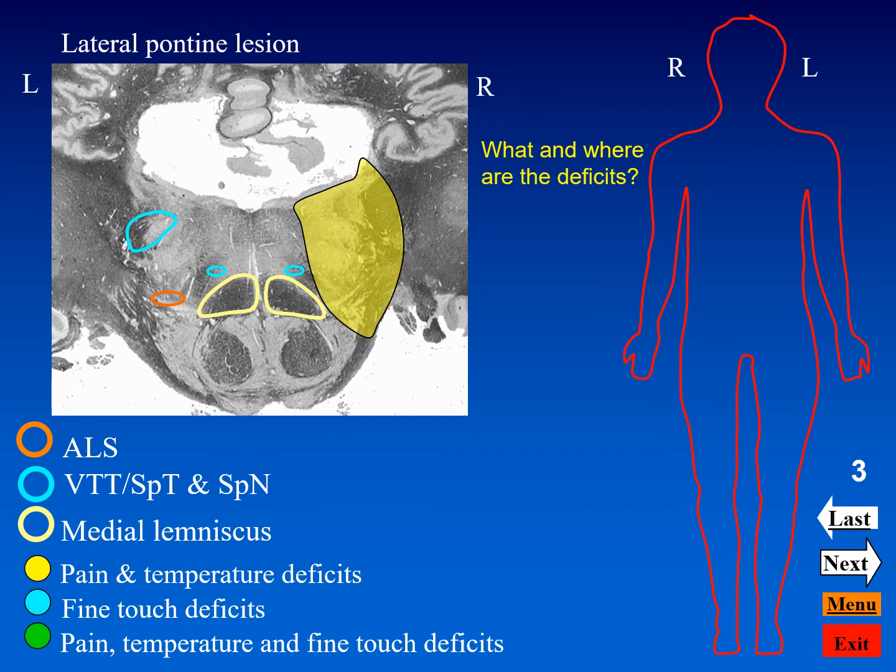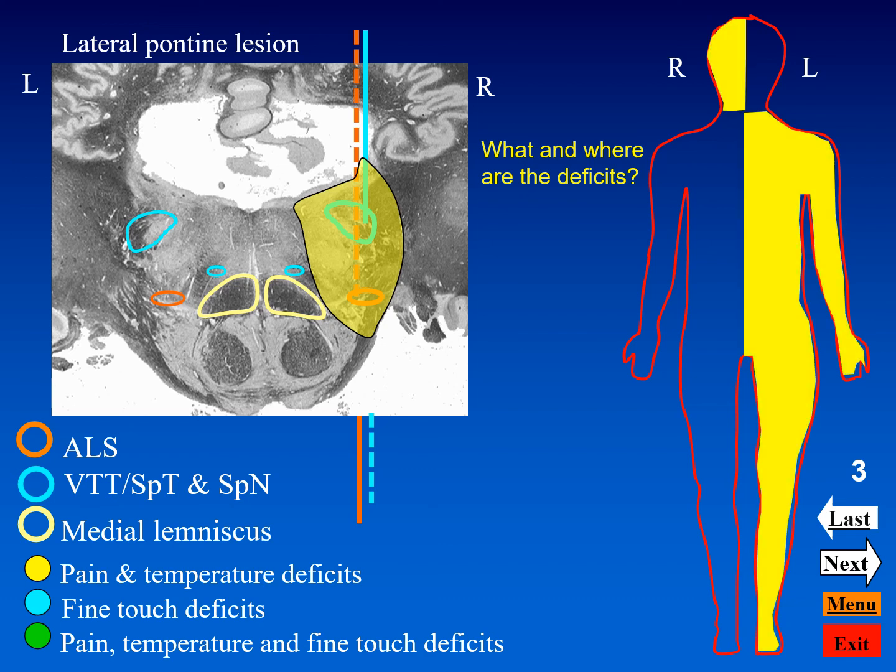This lesion impacts two pain pathways: the spinal tract of 5, carrying pain fibers from the ipsilateral head, and the spinothalamic tract, or ALS, carrying pain fibers from the contralateral side of the body. The consequence of this is a classic condition of alternating analgesia, where we have ipsilateral loss of pain in the head and contralateral loss of pain on the body.